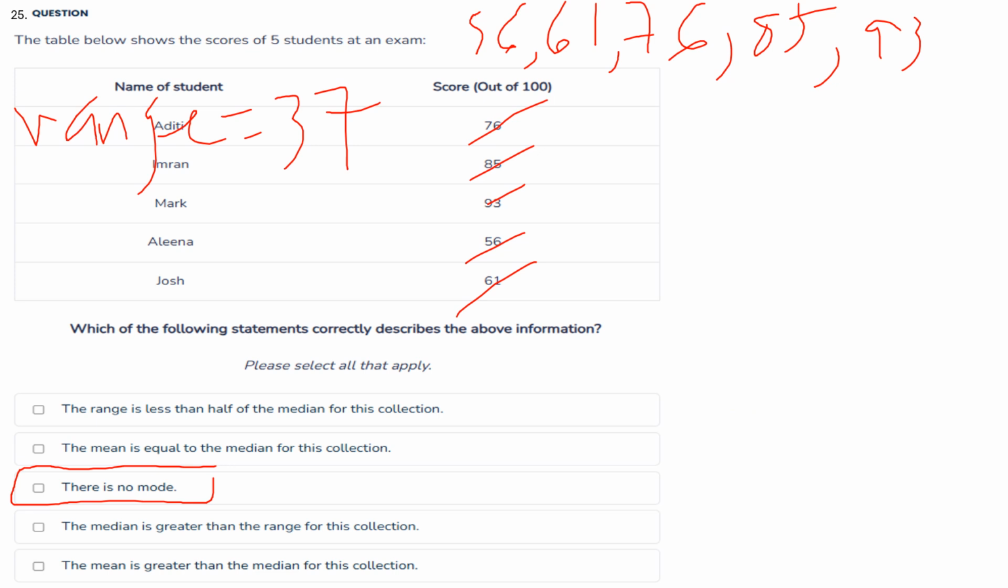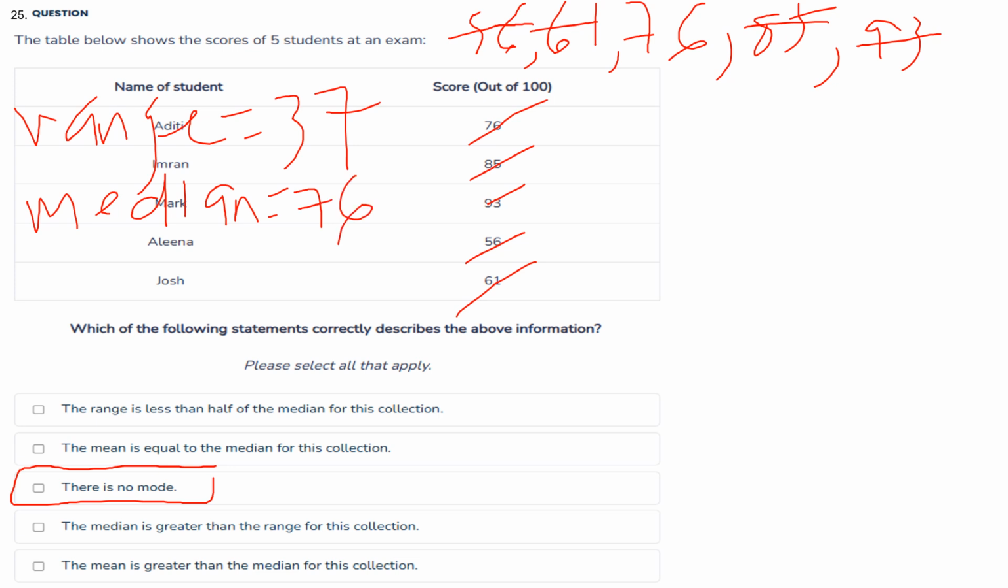All right, next one we can find is the median, which is pretty easy to find. We just find the number that's in the middle. So this is an odd amount of numbers, so we can just scratch out the smallest number, largest number, smallest number, largest number. So our median is equal to 76.